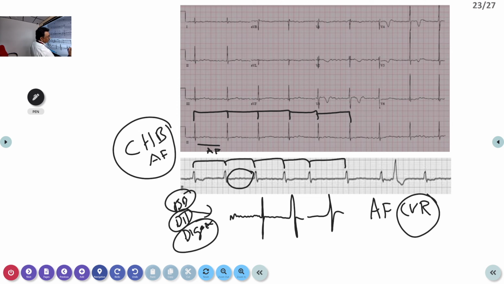Controlled ventricular rate is a very important thing, because we have to control the rate in atrial fibrillation. But if the patient has developed complete heart block, like digoxin toxicity, they can go to complete heart block. So it will be totally regular. This will be totally irregularly irregular. This will be completely regular.